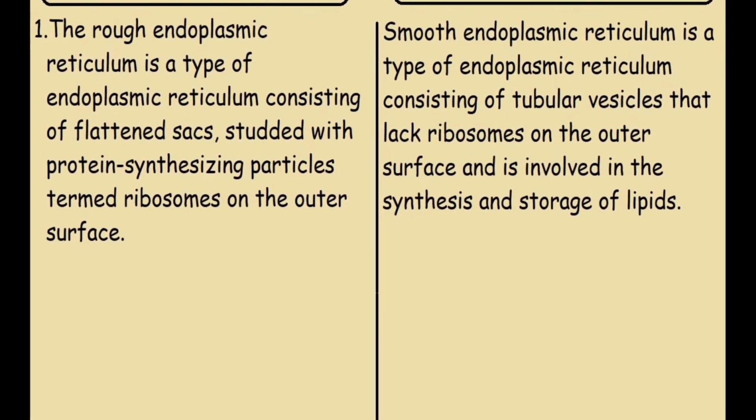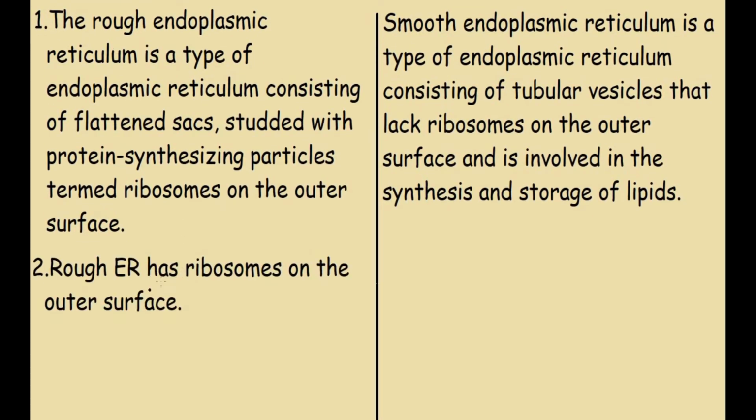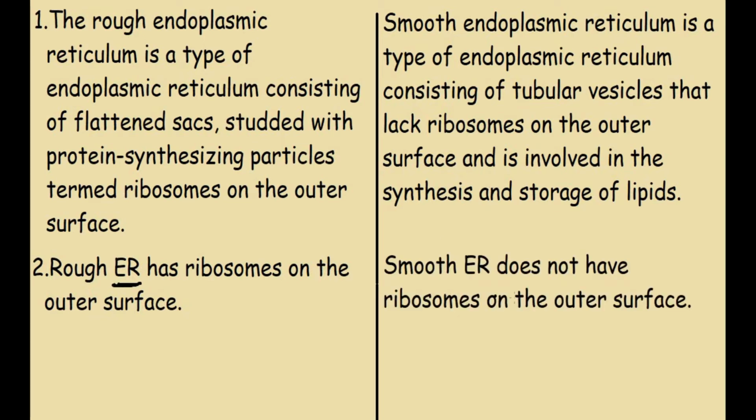So now let's move on to the second point. Rough endoplasmic reticulum has ribosomes on the outer surface. I have written endoplasmic reticulum in short as ER. And smooth endoplasmic reticulum does not have any ribosomes on the outer surface.